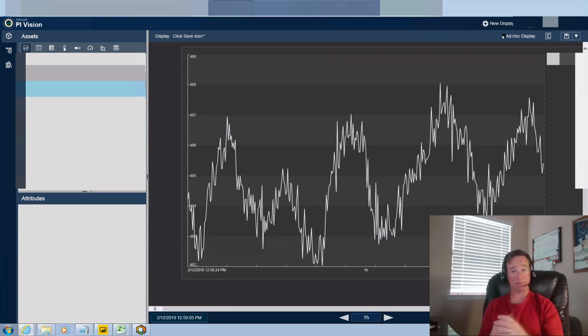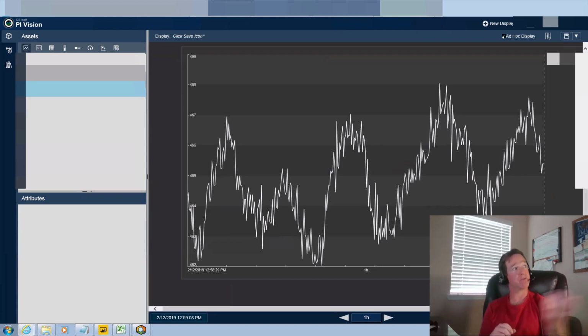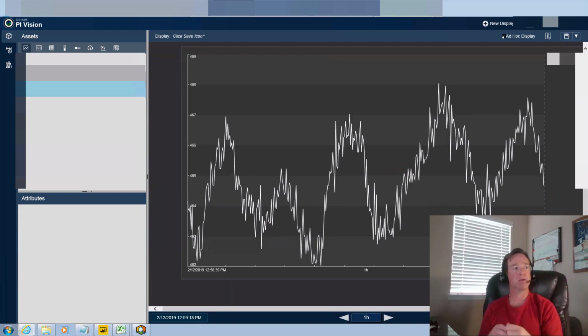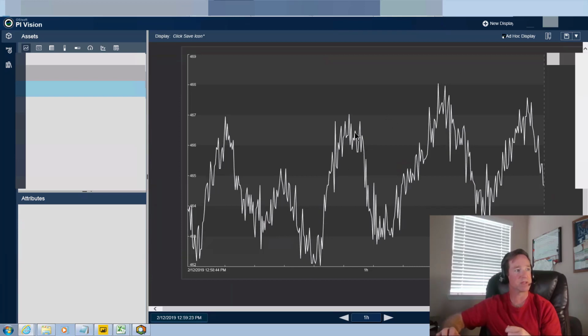So I suspect, and this is a snapshot, this is actually raw data coming into Pi, funneling into Pi Vision. This is not the actual archive data. And so one could make the argument that this is the raw data. My argument against that would be there's a lot of movement between, say, 465 and 466 that may not even be accurate. It may be just instrument noise.